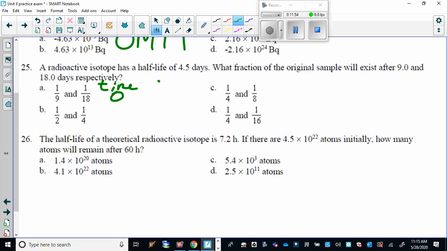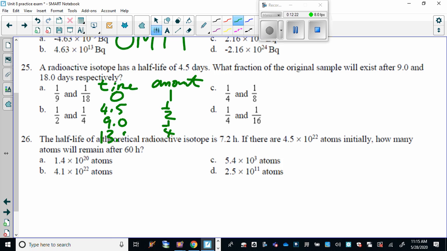So if it has a half-life of 4.5 days, at time 0 I'm going to put a 1 for the amount, because it's the full amount. At 4.5 days, it's going to have half the amount. At 9 days, add another 4.5 days, it's going to have a quarter of the amount. Now you've got to be careful here. Don't just start doubling this number, because it's every 4.5 days.